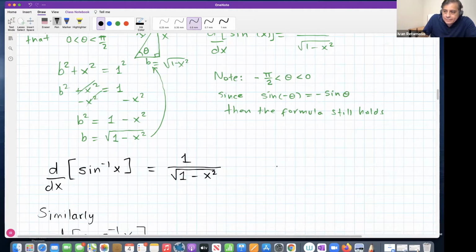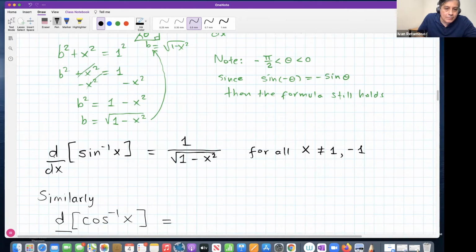For all x, except for 1 or negative 1, right? Because 1 squared is 1, which is going to give us 0 in the denominator, and negative 1 squared is 1, which is going to give us 0 in the denominator. So this is a formula that you should keep in mind, guys. The derivative of sine inverse of x with respect to x is 1 over the square root of 1 minus x squared.